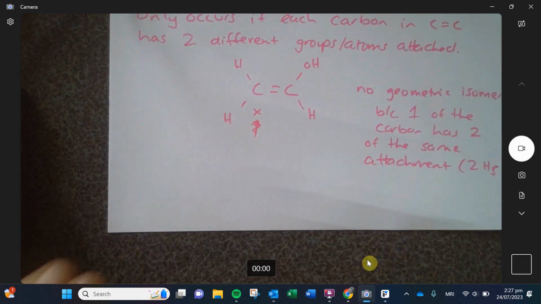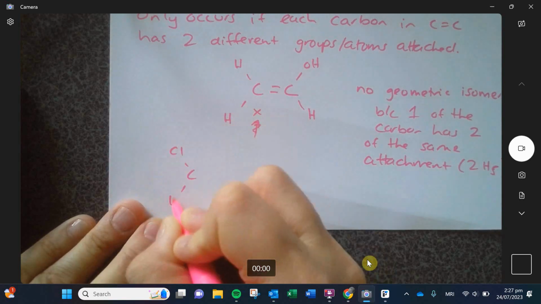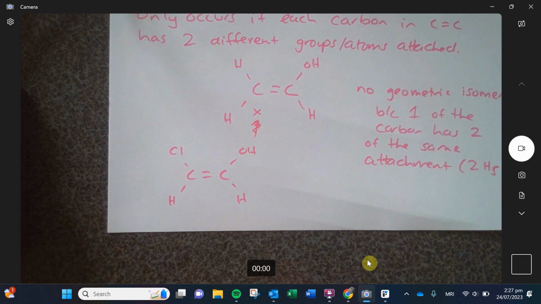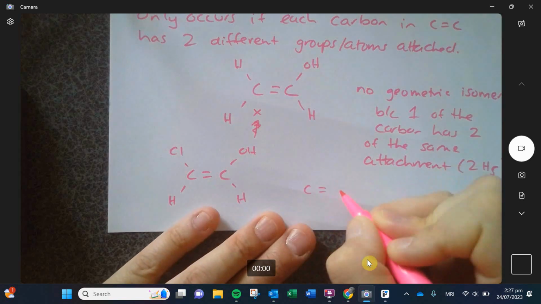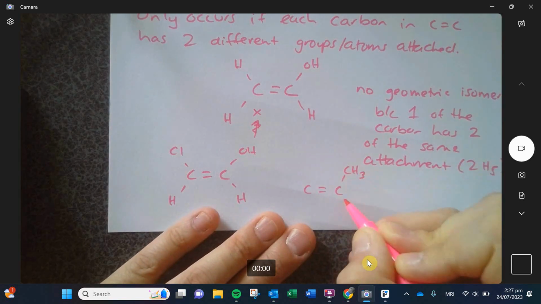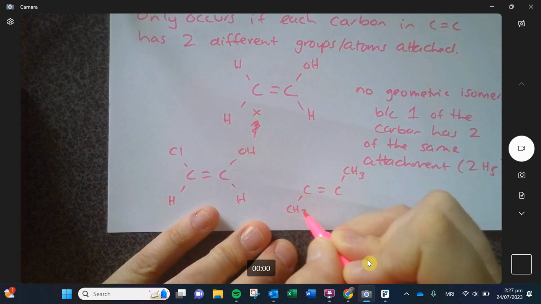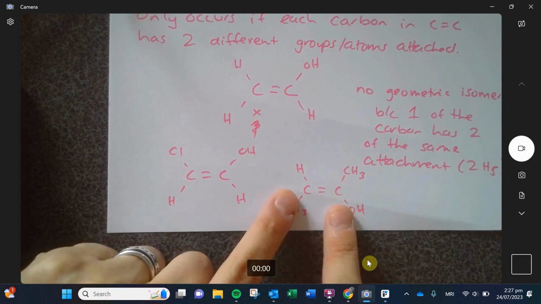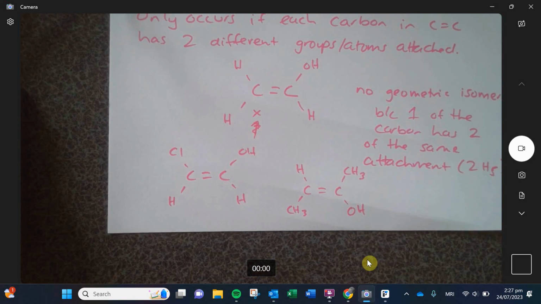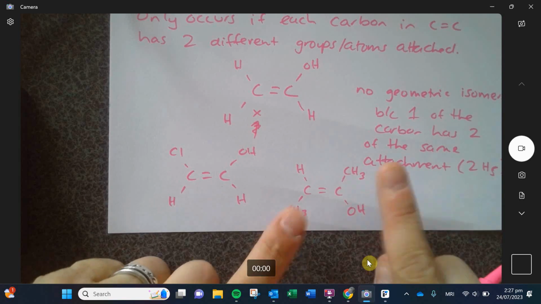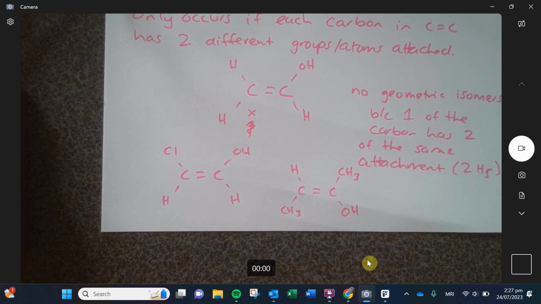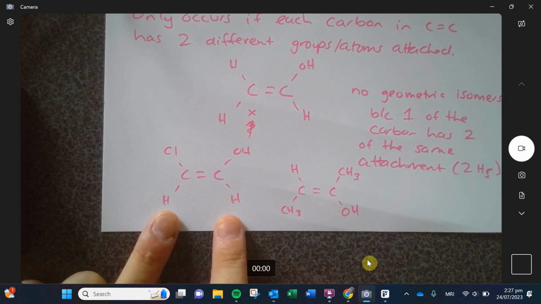And it doesn't need to be the same two different things. I could also have something like this, and this would form cis-trans isomers. And I could have longer chains of organic molecules. So long as each of the carbons involved in the double bond have two different things attached, it's fine. These I would call a trans because you see how the CH3s are on opposite sides. This one I would call a cis because it has it on the same side.